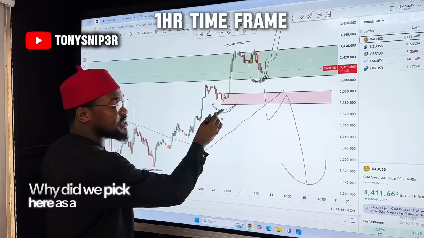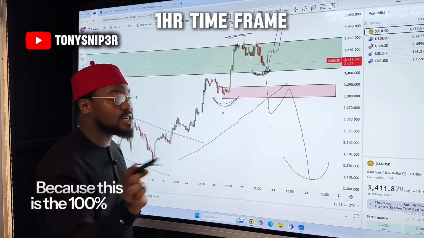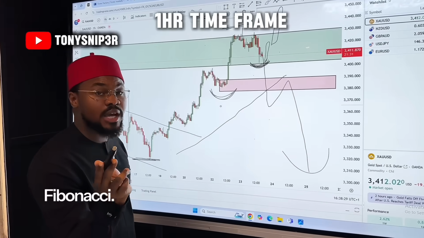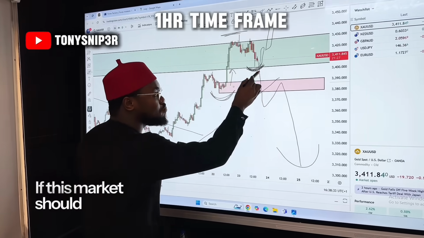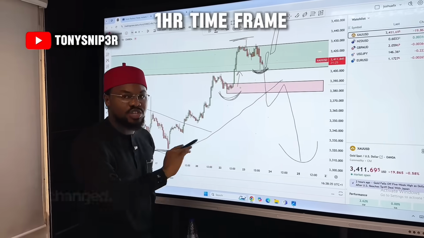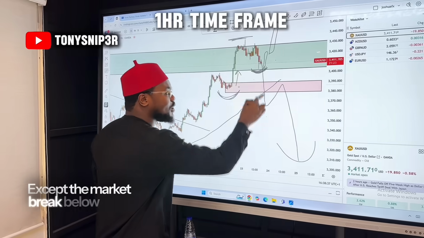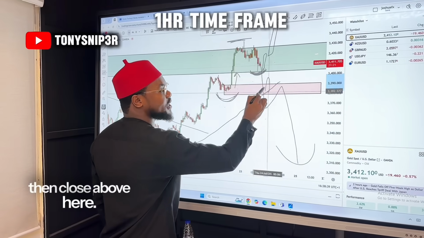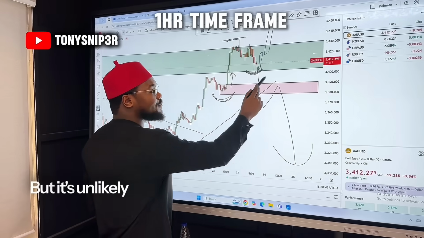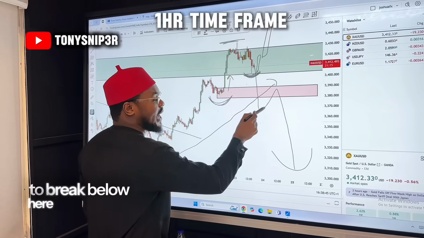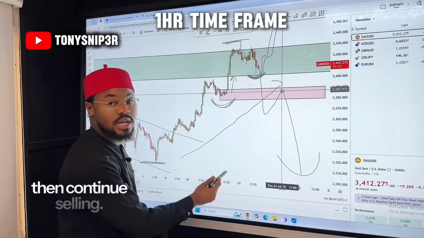Why did we pick here as a key level? Because this is the 100% for the 1 hour if you use your Fibonacci. Meaning this is where that impulsive move started. If this market should break below here, the trend has changed. Except the market breaks below here, then closes above here, that's when you want to continue to look for more push to the upside. But it's unlikely for this market to break below here and not come back to retest here, then continue selling.